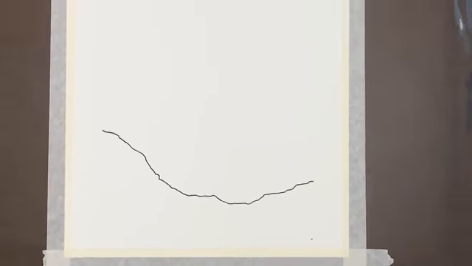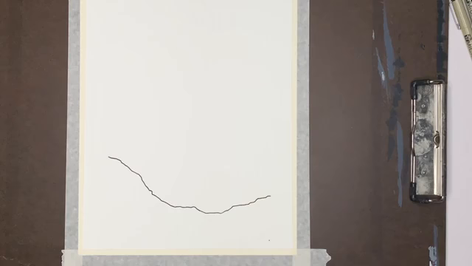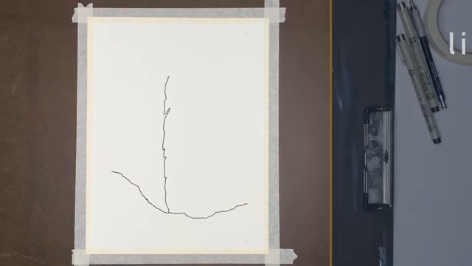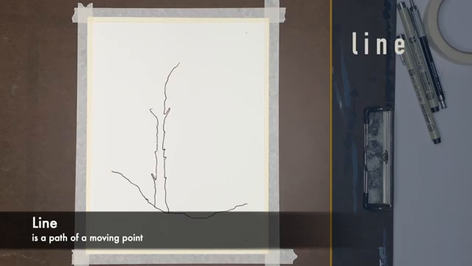Art starts with the very first mark you make, and the first mark is usually a line. As you move a pencil, a brush or a chisel, the mark you leave behind is your first element of art, and it's called line. So line is a path of a moving point.